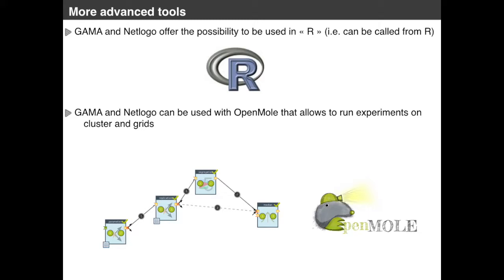The batch mode is very useful when exploring small parameter sets or when the computation time required by a simulation is not so high. If more complex parameter space exploration methods are required, a possibility is to use R. Indeed, it is possible to run a GAMA simulation with a given parameter set from R. GAMA is also compatible with the OpenMOLE framework that allows to run simulations on a cluster or a grid of computers.